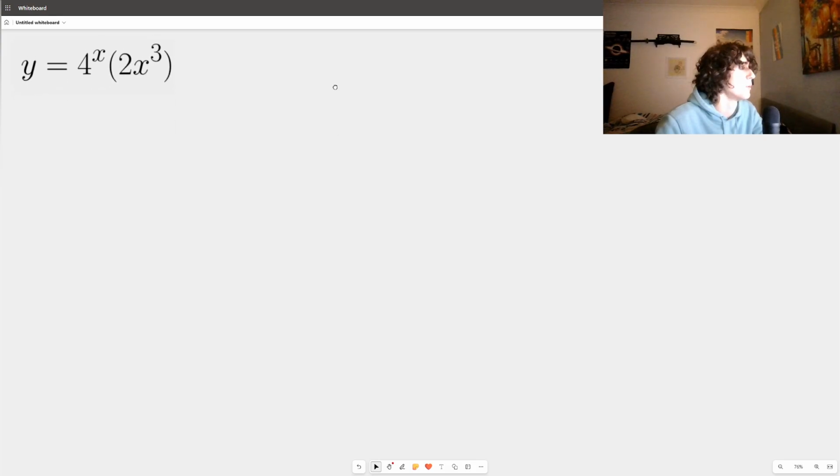Here we have 4 to the x times 2x cubed. So this one looks a little bit trickier. Unfortunately, there is no way to expand this and simplify it so that you can differentiate it normally. This has to be done via the product rule, which is just fantastic, isn't it? So let's start with writing down y equals 4 to the x times 2x cubed.